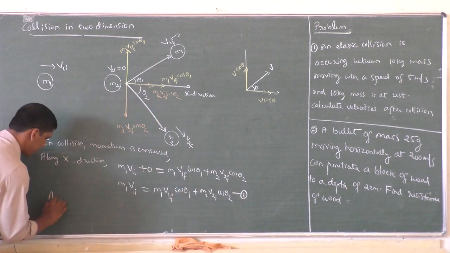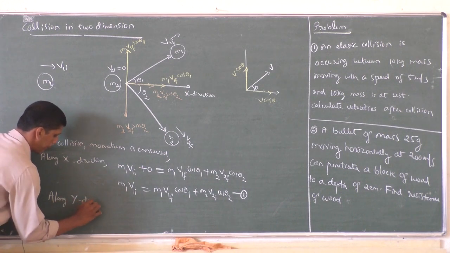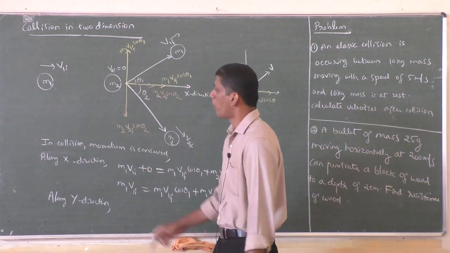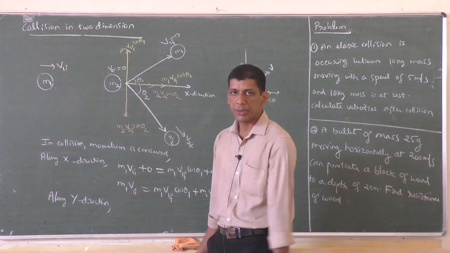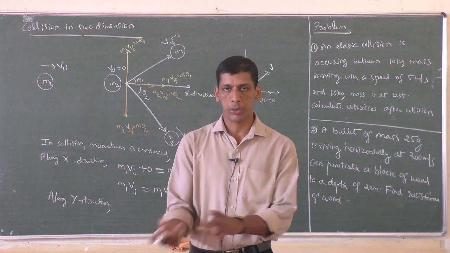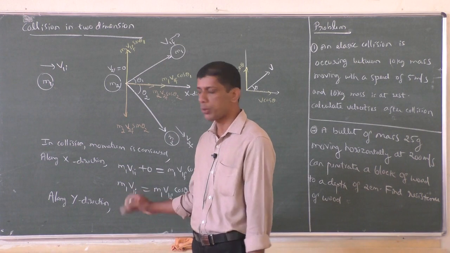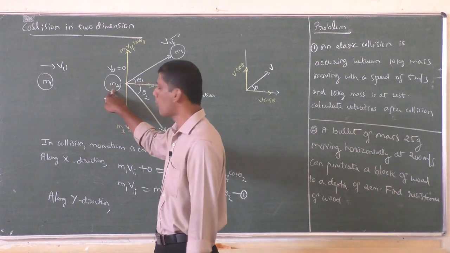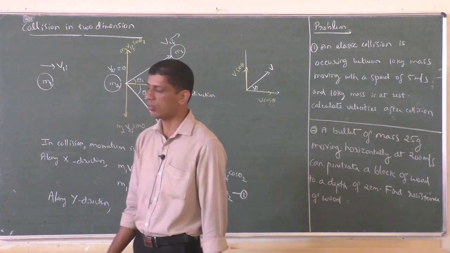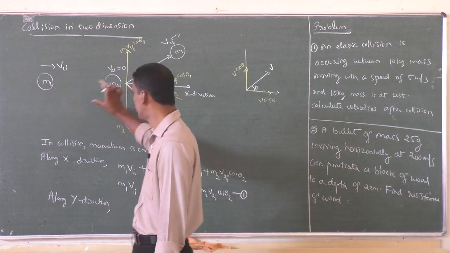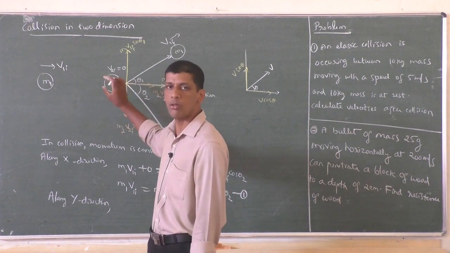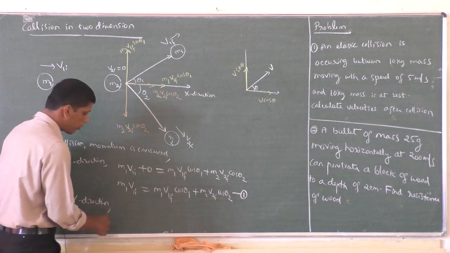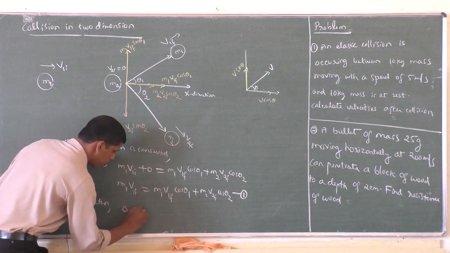Similarly, we have to write it along the y direction. What is the momentum along the y direction? Here, total momentum before collision should be equal to total momentum after collision; we have to use that condition. Since this body is moving along the x direction, and this body is at rest, they are not moving along the y direction, so therefore it has no momentum along the y direction. This body is also at rest, so there is no momentum along the y direction. So total momentum before collision along the y direction will be equal to 0.